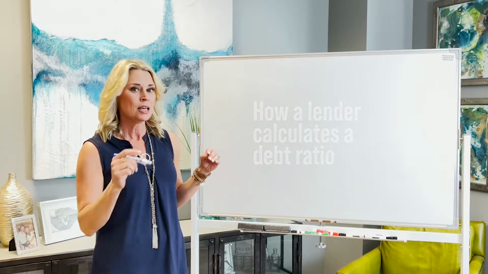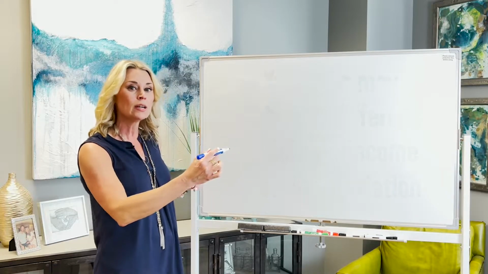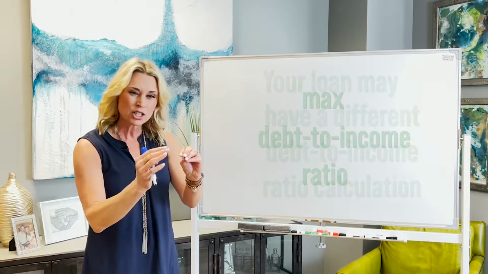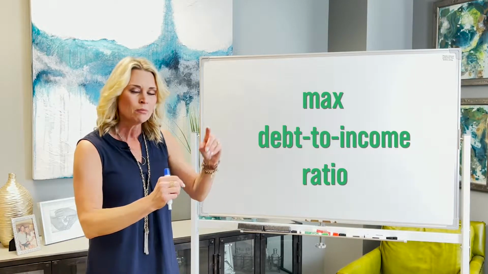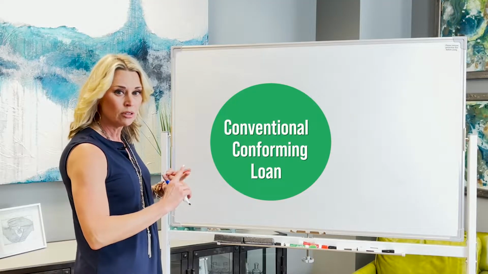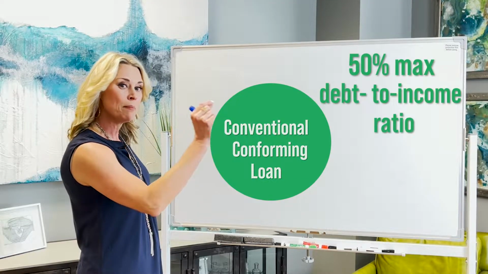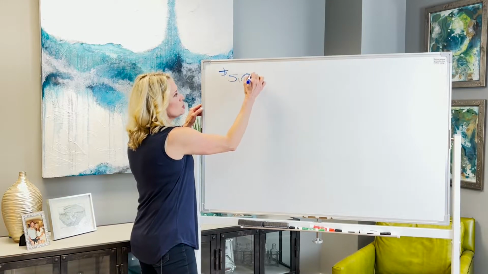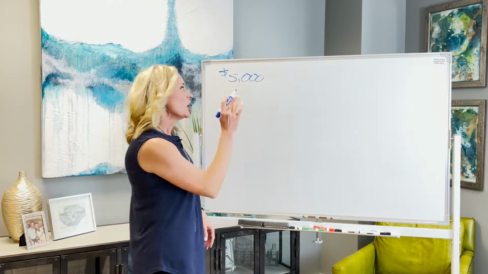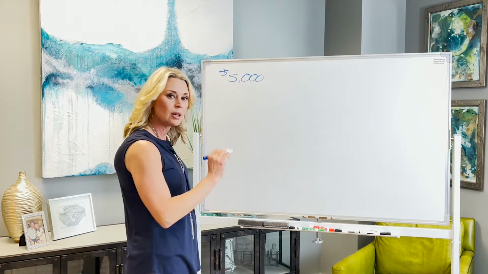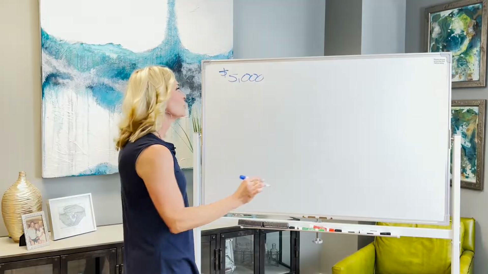Now realize that the loan program that you're applying for will have a different debt to income ratio calculation or max debt to income ratio. But for now, we're just going to make some assumptions. So we're going to assume that this is a conventional conforming loan with a 50% max debt to income ratio. So let's say that the usable income for our borrower is $5,000 per month. That's gross income, and that's what we're using from a lending standpoint.